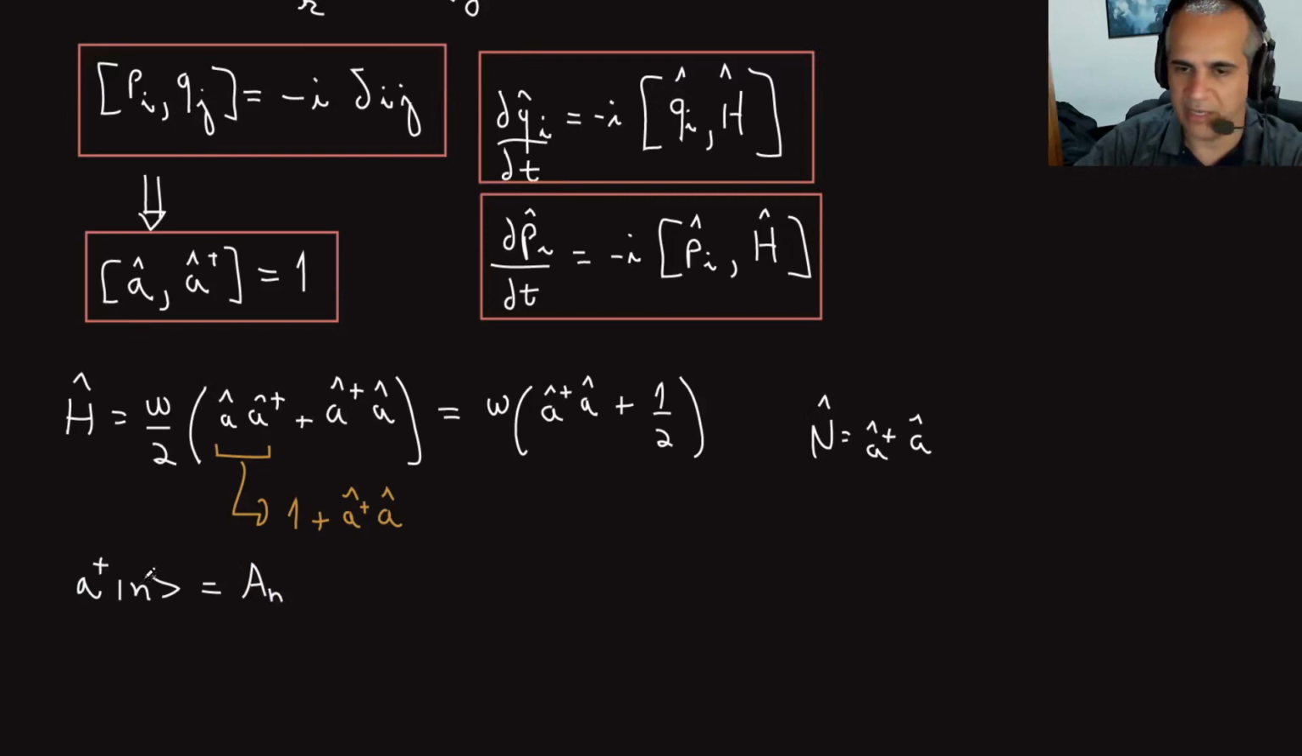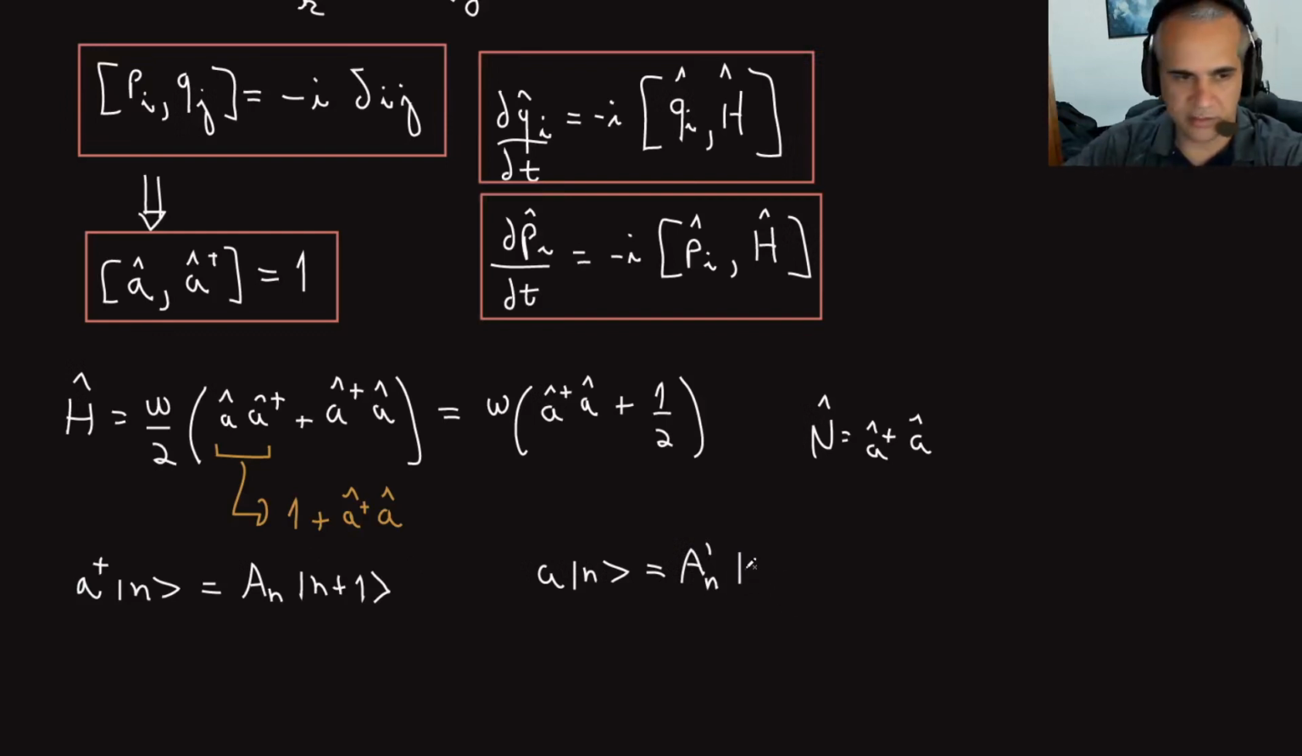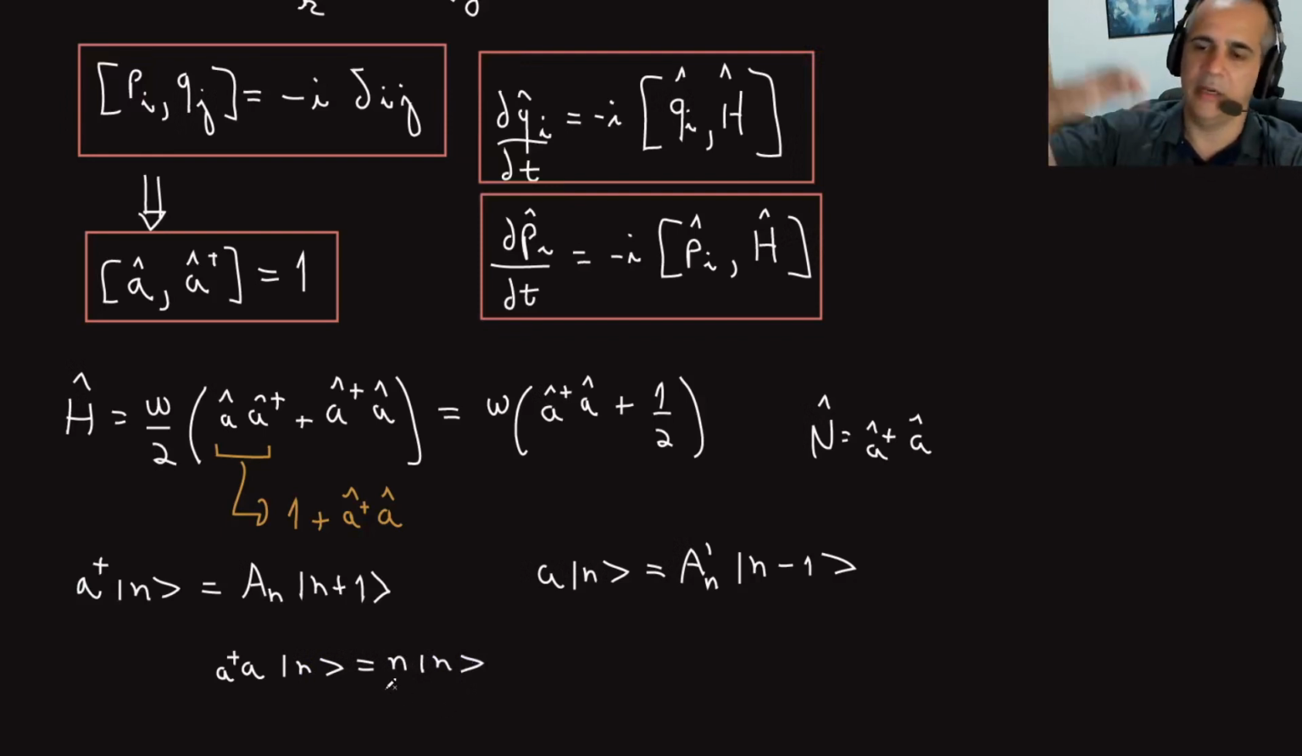So every time I apply A dagger, I increase n by 1. Every time I apply A, I decrease it by 1, and these constants here are just normalizations that I need to keep the states normalized, right? And we know how to get those normalization factors. A dagger A applied to n is just n, right? And n is the number that I can use to number all the states.